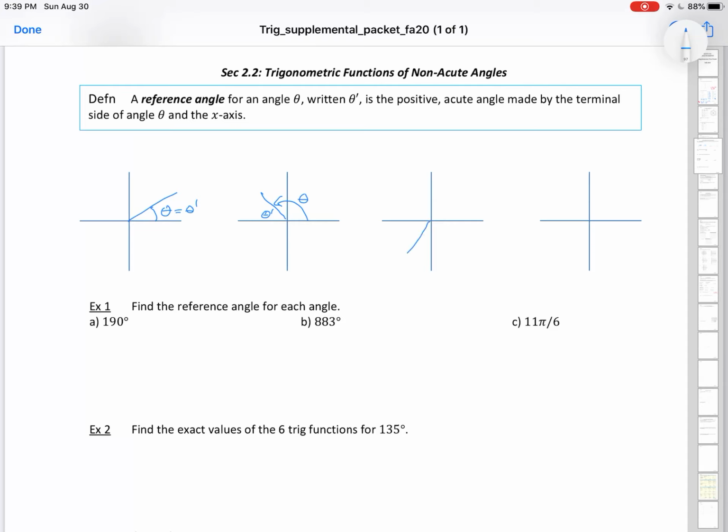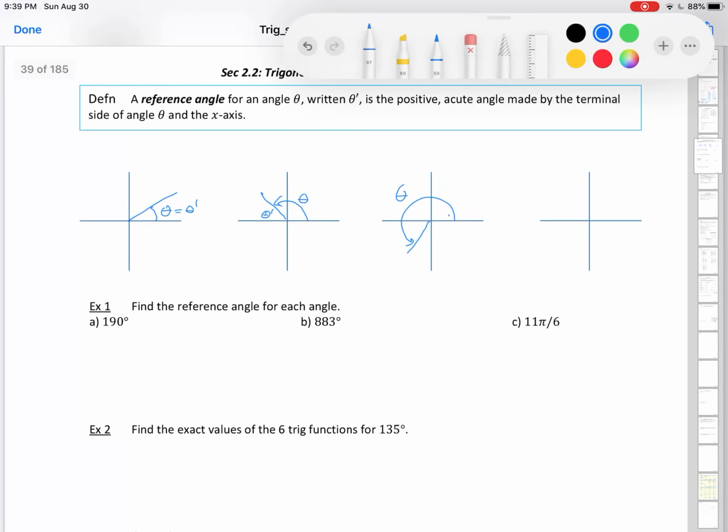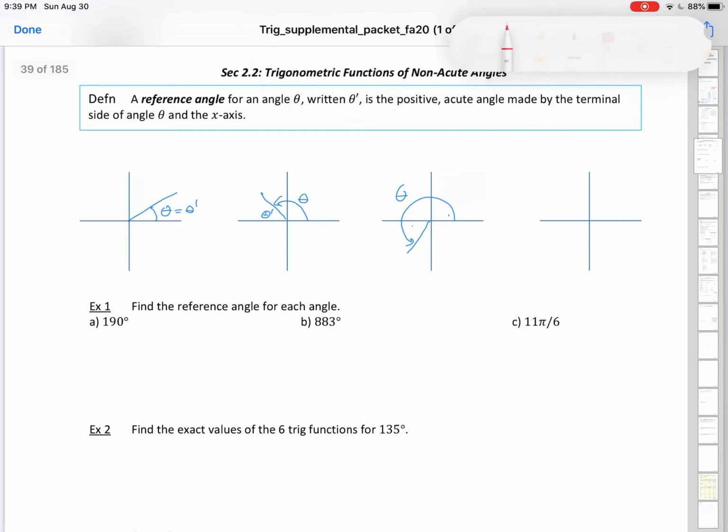The other option is that we could have a third quadrant angle, right? And so again, the big angle here is theta. Well, that's too big for us. We want to relate it back to an acute angle. And so that acute angle is always the angle between the terminal side and the closest x-axis. So this is what theta prime is. And so theta prime is right here. And in this case, theta prime, the reference angle, and theta are the exact same thing.